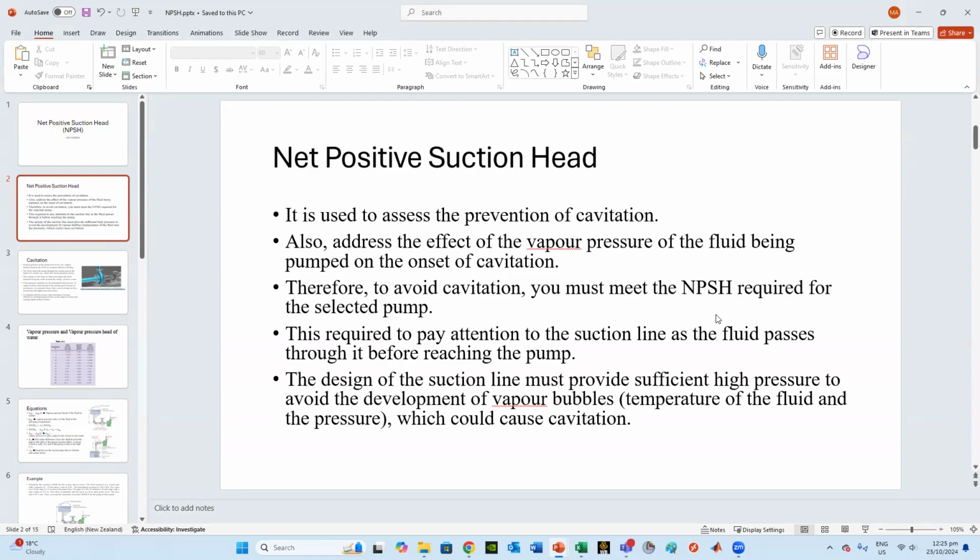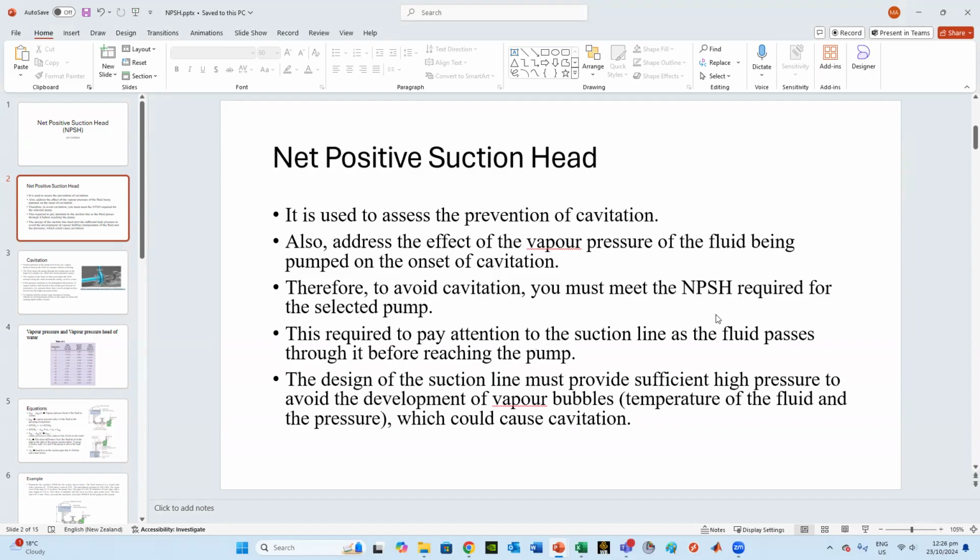To avoid cavitation, you must meet the net positive suction head required for the selected pump. That's why you need enough available, to make sure it will not impact the performance of the pump. So you need to pay attention to the suction line as the fluid passes through before reaching the pump, because that's where the flow goes from the suction line, then to the discharge line.